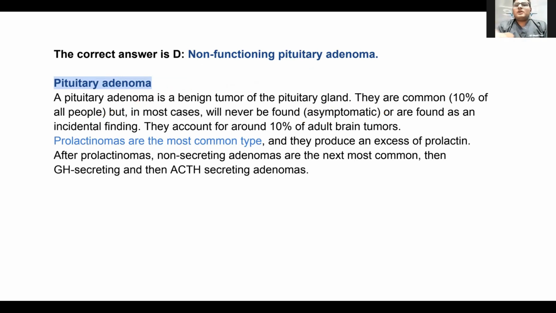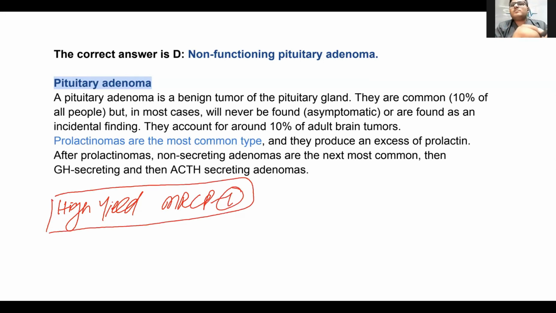The question sometimes asked in MRCP part 1 is a very important high yield question: which of the following is the most common pituitary adenoma? We know that there are different types of cells, the lactotrophs, thyrotrophs, and others. We'll study them in the next slide. The most common type of adenoma is prolactinoma. Prolactinomas are the most common type, and they produce excess prolactin.